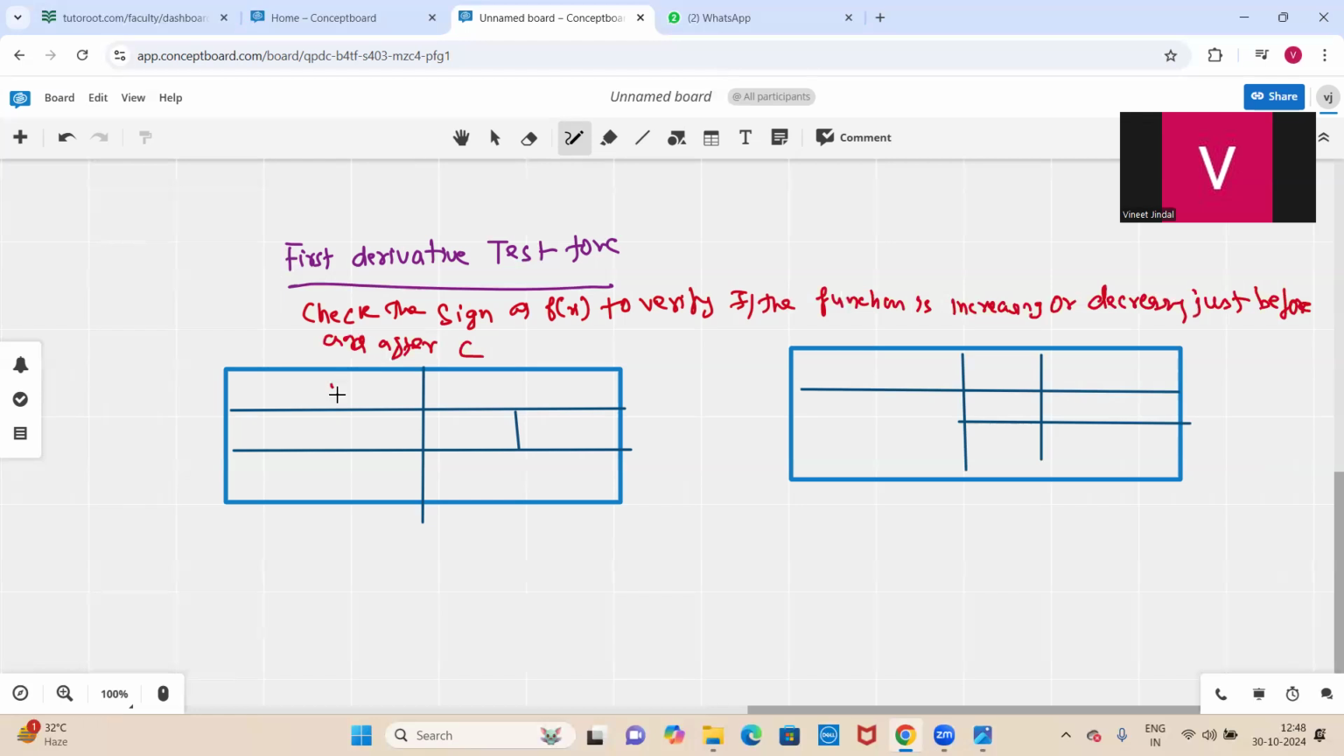Suppose this is the value of x and this is a critical point, and the derivative of the function is f dash x. Just before the critical point, if you insert the value inside the derivative and it comes out to be positive, and after that it comes out to be negative, then the slope goes up and then the slope goes down. So this is called a point of maxima.